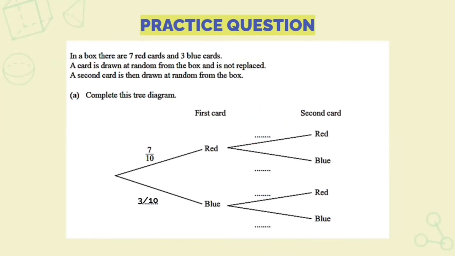Moving on, let's fill in this one. Because a card is taken out and not put back again, now the total cards become 9. First, the red card was picked, so the probability of getting a second card colored red is going to be 6 over 9. And because blue was not picked out, the number of blue cards in the box is still 3, so it's 3 over 9. And then you do it the same way for the next few blanks.